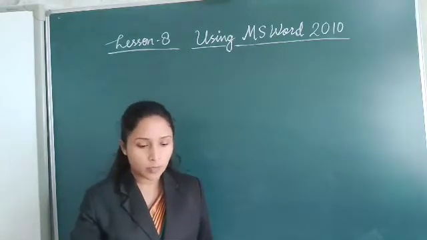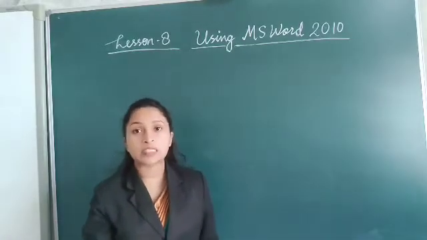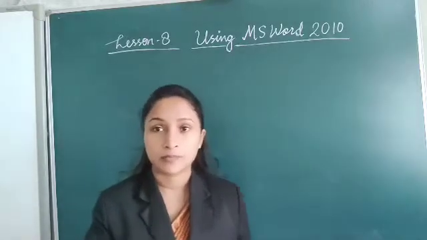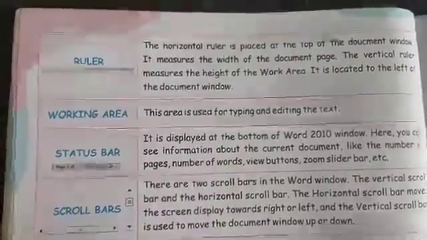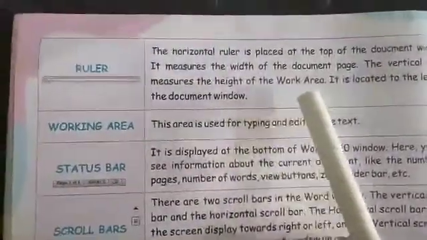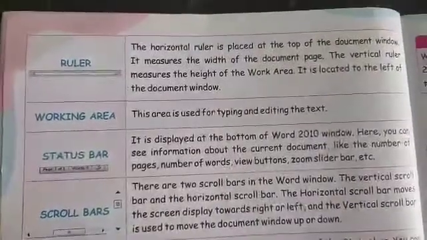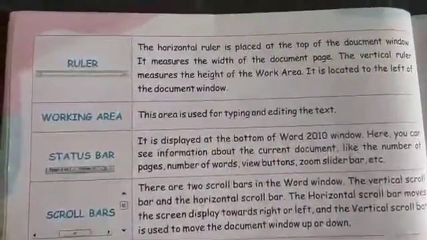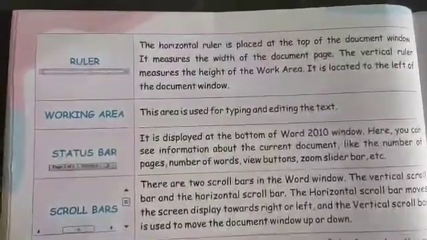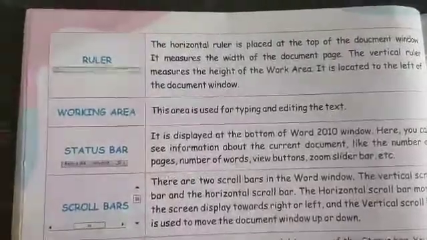Today we are going to start from ruler. It is given on page number 68. Ruler. What is ruler? The horizontal ruler is placed at the top of the document window. It measures the width of the document page, and the vertical ruler measures the height of the work area, and it is located to the left of the document window.